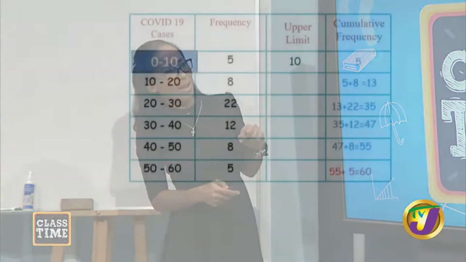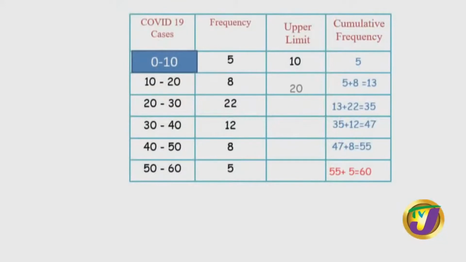What about the second class? Second class, 20. Third class, 30. You sure? Yes, you're right. Fourth class, 40, fifth, 50, and then I get 60. Yes, good job.